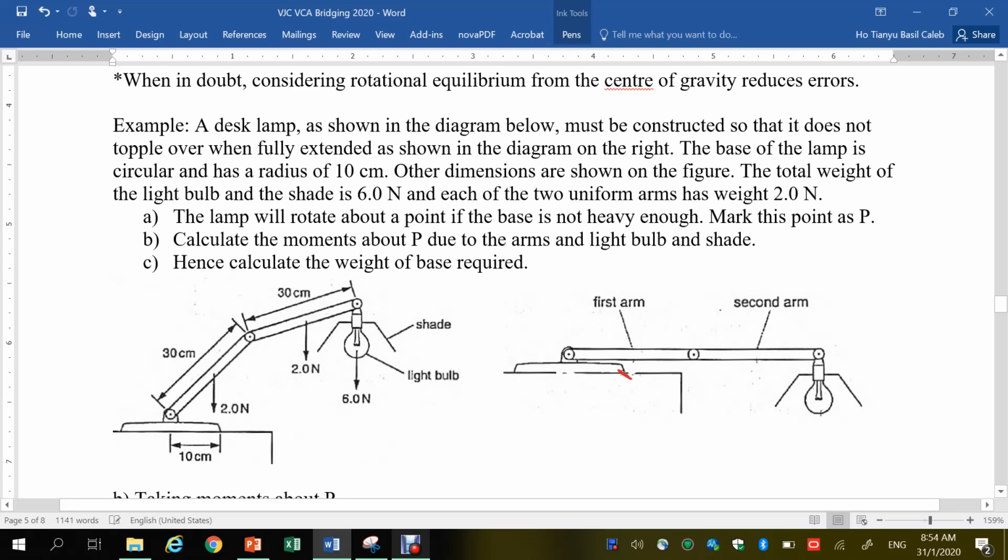So this is something that you may not have the sense for, right? But when you tilt something over, it will start to rotate about this point. If you imagine pressing down on this side of the lamp, it will tilt about this point. So that must be the point that you rotate. Next, calculate the moment about P, due to the arms and light bulb.